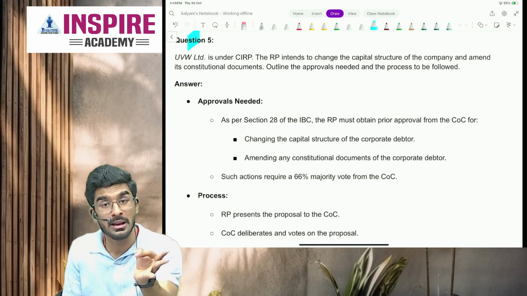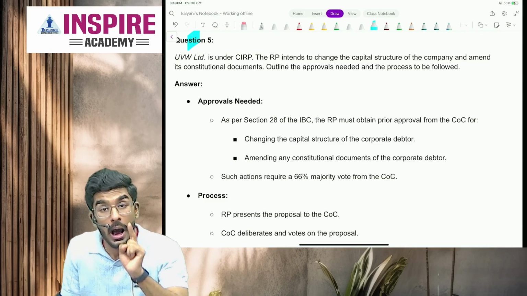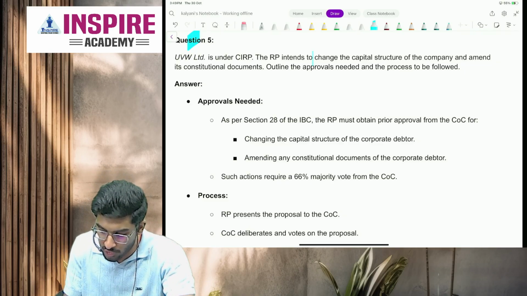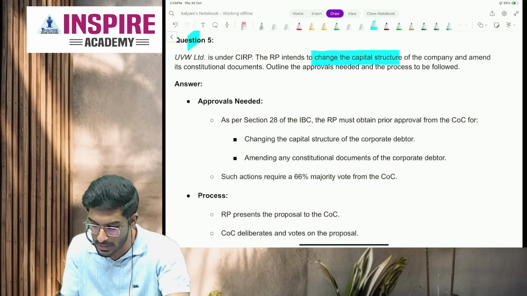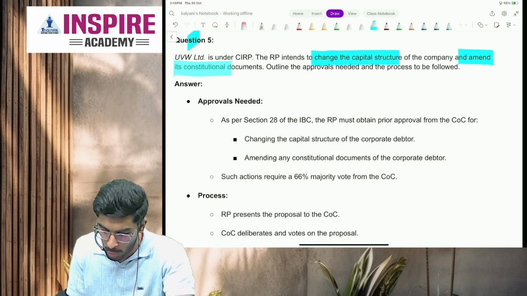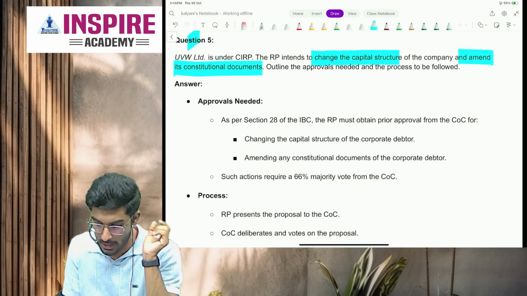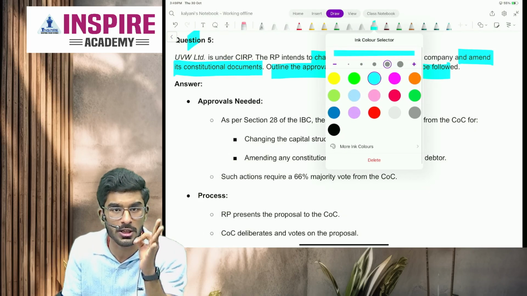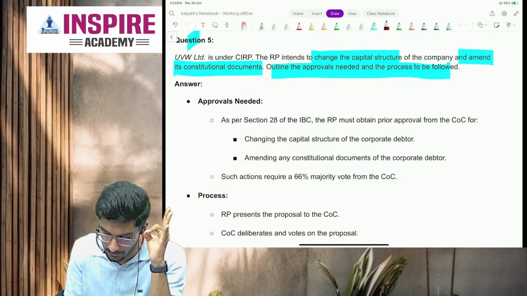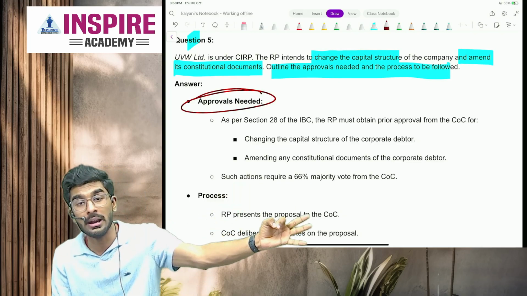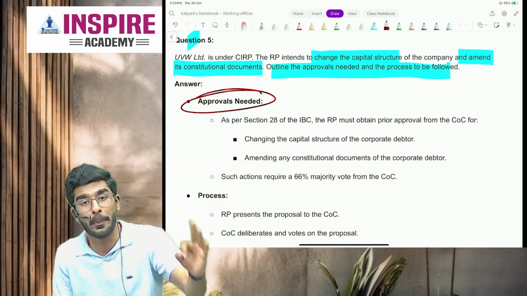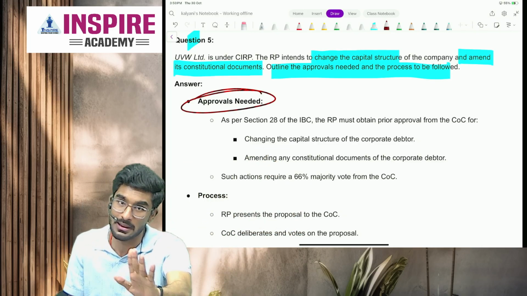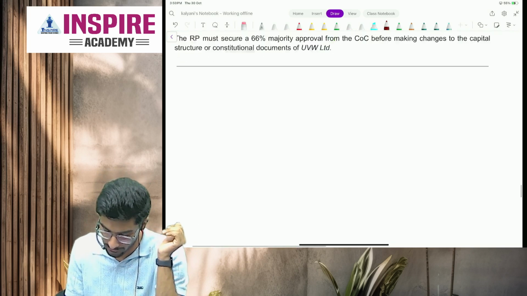Question number 5. UVW Limited is under CIRP. The RP intends to change the capital structure of the company and amend its constitutional documents. Outline the approvals required. 66% is required. Yes or no, people? We know under what circumstances prior approval of the COC is required. Yes or no, people? Perfect.